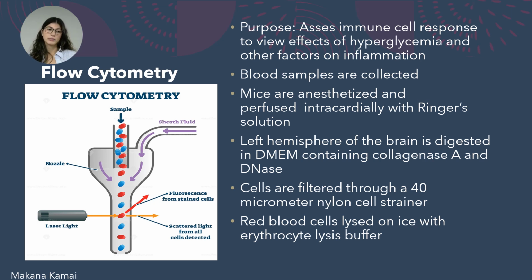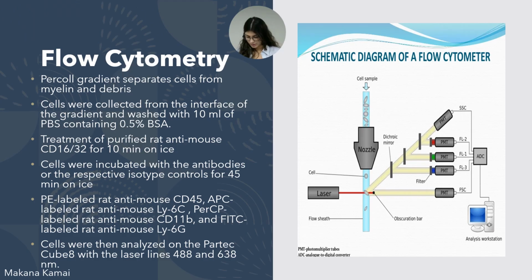After this, the cells are going to be washed. They're washed with 10 microliters of PBS containing 0.5% BSA, and treated with a blocking reagent of rat anti-mouse CD16/32. This is done for 10 minutes on ice, and it's put on ice to prevent non-specific binding of antibodies. Next up is antibody staining.